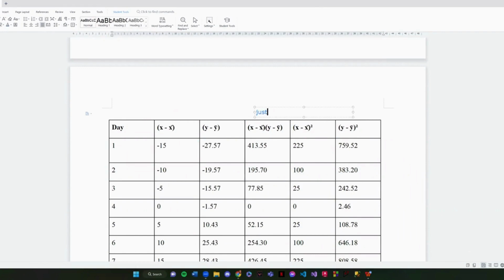Here, just get the product of those two columns. When you multiply the two, we get 413.55. That is X minus X bar times Y minus Y bar. This one is just the square of the column X minus X bar. Here, we added a new column. We put the square of Y minus the mean of Y.